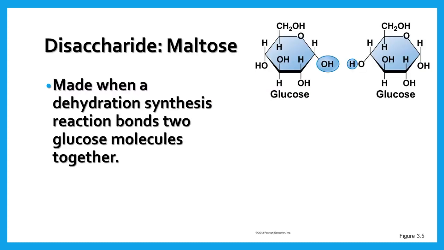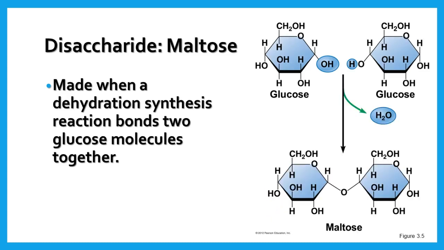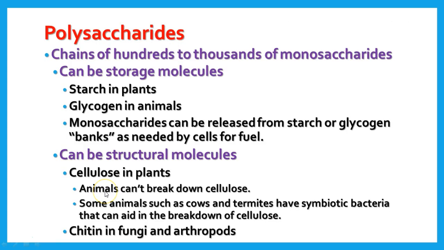Here's maltose. Maltose is made from adding two glucose molecules together, and the dehydration synthesis reaction binds those two molecules together to make one disaccharide, maltose. Generally speaking, disaccharides are sweeter in taste than monosaccharides, but they're both sugar. They're both types of sugar.